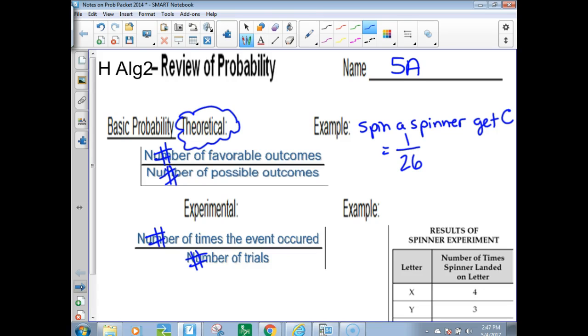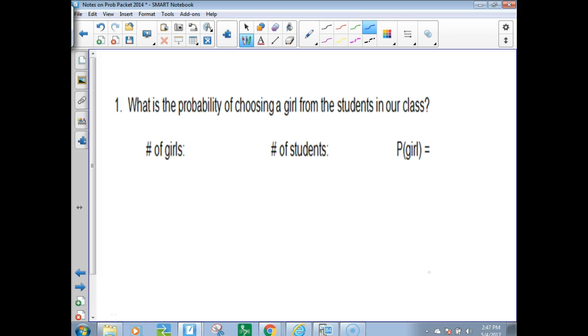Guys, we need to be working on our notes. What's the probability of choosing a girl from the students in our class? Well, I would have to count how many girls are in here right now, not counting myself, just students. That's 7 girls, out of how many kids? 18. Now there are some people absent today. So the probability of a student being a girl in our room today is 7 out of 18.